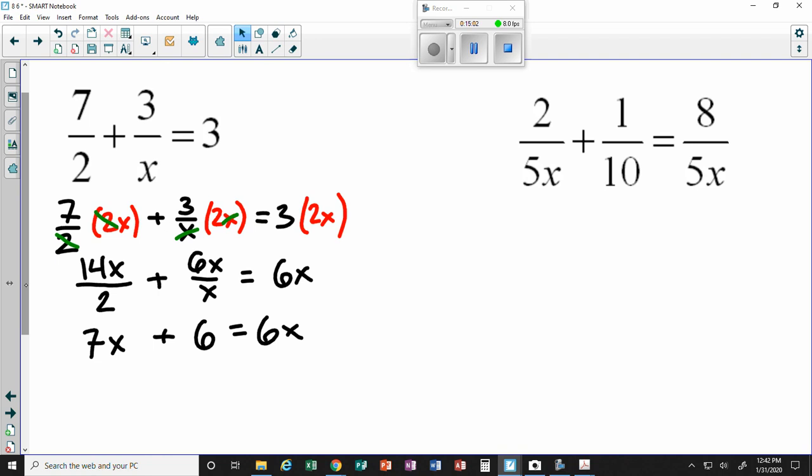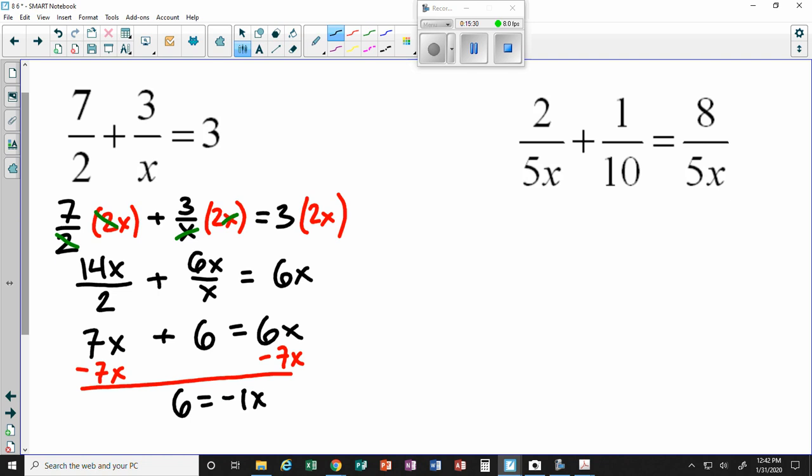Alright, so now when I look at this, I see, okay, I got x terms on both sides, but they're the same type of term, right? So what I can do is just get them together first, and then work on solving. There's more stuff on the left, so I'm going to take that and move it over there, because there's less on the left. Okay, so that's going to end up being what? 6 equals negative 1x. And then what? Divided by negative 1. So I get what? X equals negative 6.